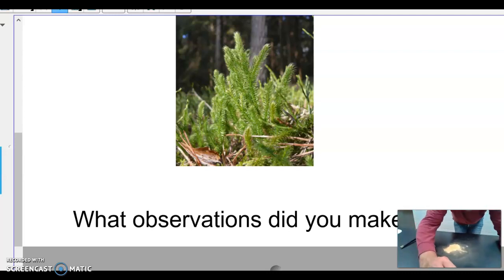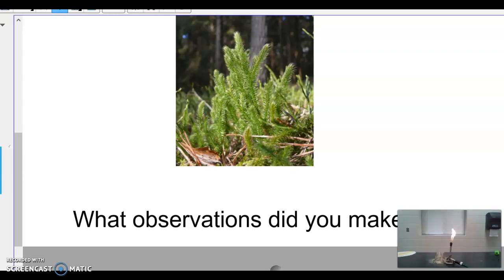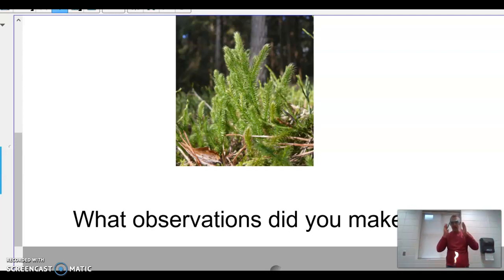Okay, let me pause this again. So now you see I've got a Bunsen burner lit right here, and I've got the same lycopodium powder right here, but I'm going to do something a little bit different this time. I'm going to invert this powder over this Bunsen burner flame here. And I've got my goggles on. I'm trying to be safe. Okay. So watch what happens when I do this. Again, you're making an observation. You're going to try to draw an inference from it.